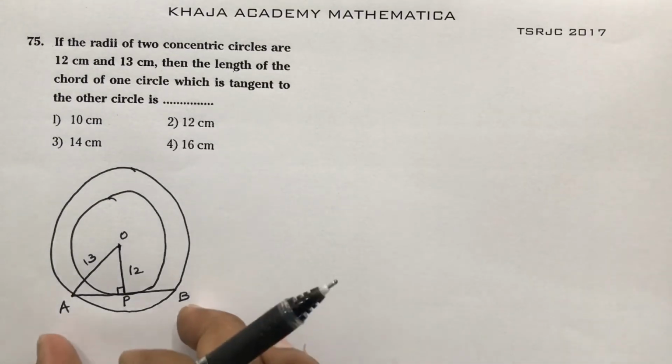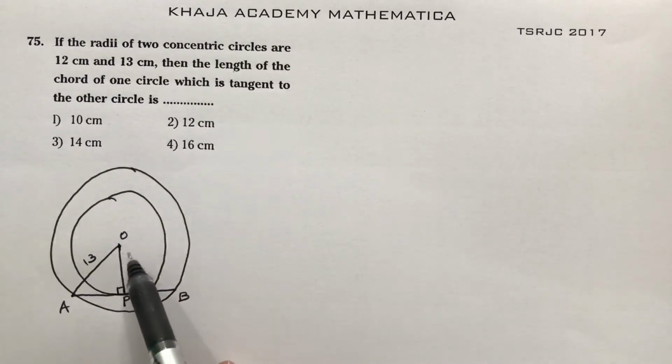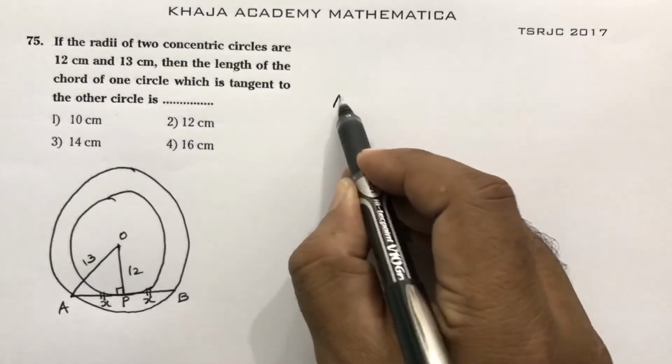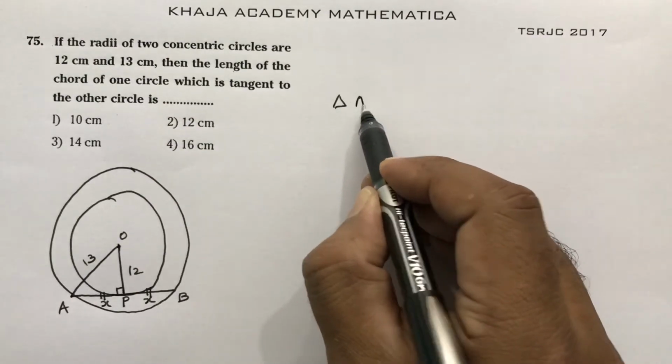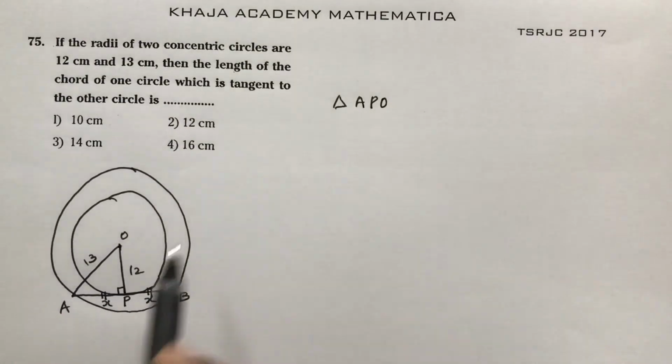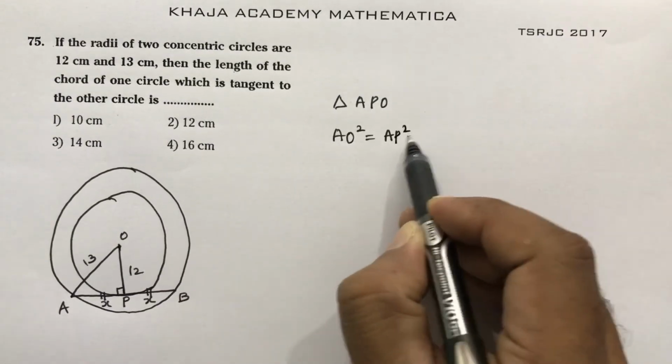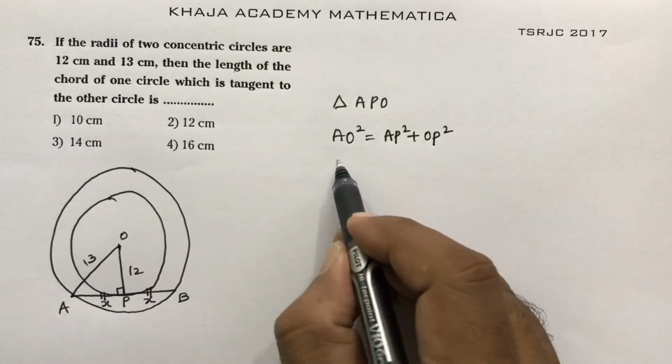Now I need to find AB, but I know that a line drawn from the center to the chord bisects the chord. So I need to find AB. So first I'll find AP. If I find AP, PB also will be the same. So I'll double AP, I'll get AB. So how to find AP, say X? See, it is a right angle triangle, triangle APO. In triangle APO, if I apply Pythagoras theorem, AO square equals AP square plus OP square.